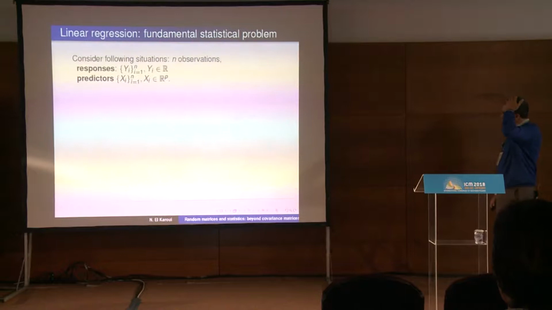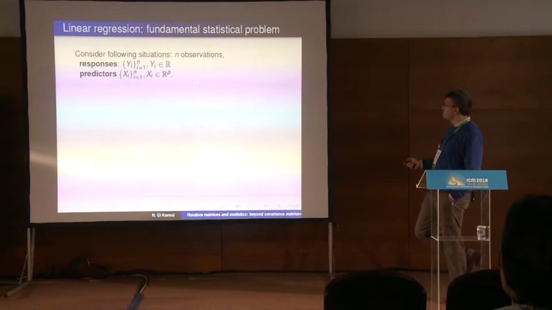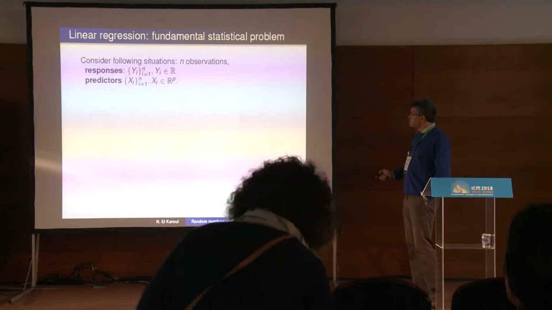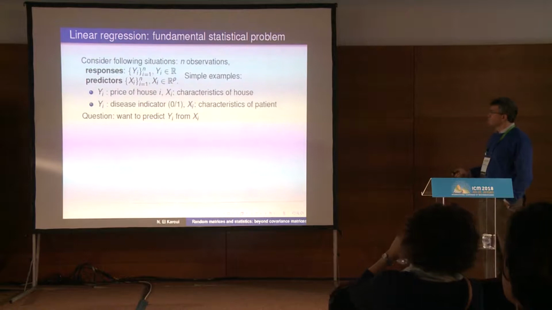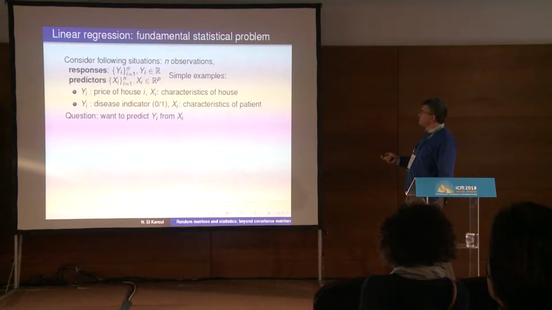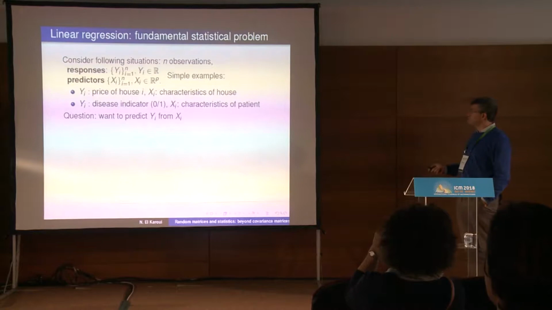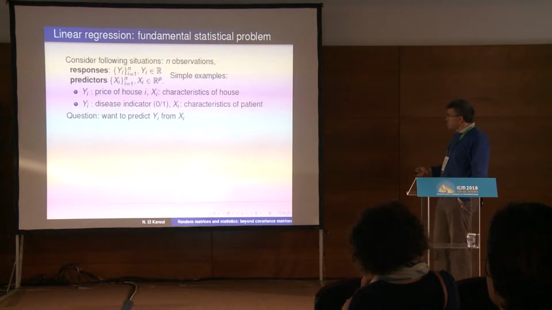So we have the following situation. We have n observations, n responses and n predictors, which live in R^p. And y_i, the response, is a scalar, so it's in R. Some simple examples of that: y_i could be the price of a house, and x_i are the characteristics of the house, or y_i could be a disease indicator, so it's either 0 or 1, depending on whether the patient has a disease or not, and x_i are health characteristics of the patient.